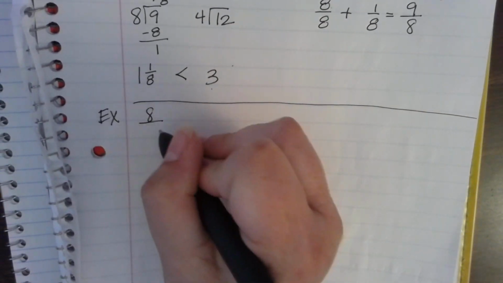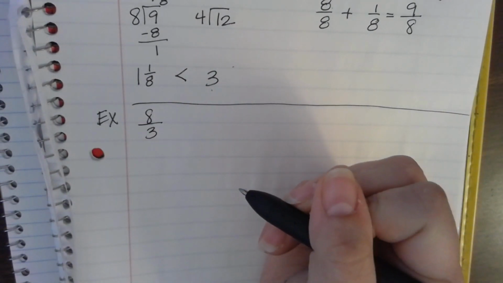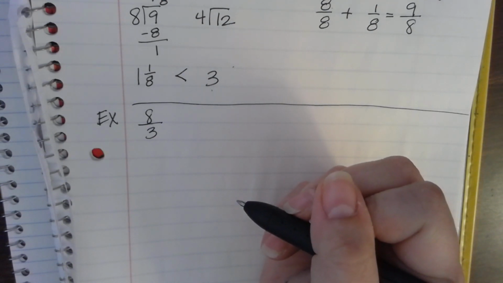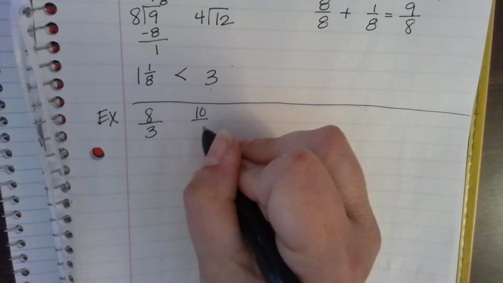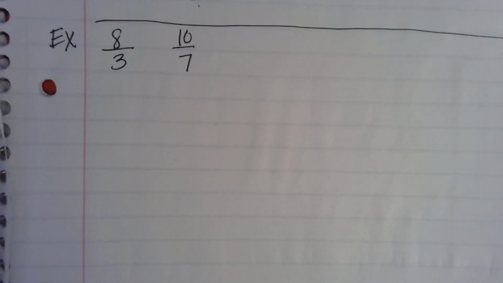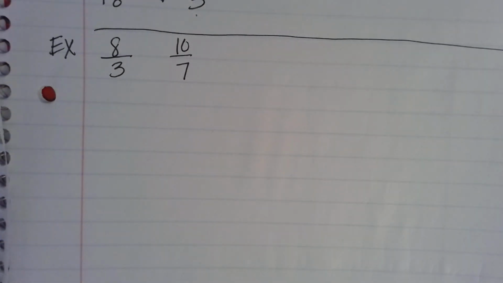So let's do 8/3 versus 10/7. All right, so take a look at these two. Hang on, Miles. Look at your copy. Don't worry about it, okay? I need 30 more seconds. 8/3 and 10/7. It's okay.